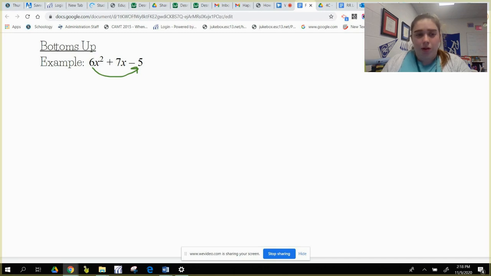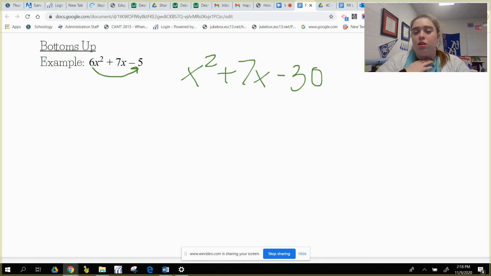So now when we rewrite this, we're just going to write x squared. That 6 is gone. And then plus 7x. And that negative 30 that we got from multiplying 6 times negative 5 is now going to be our last term in the trinomial, so minus 30. Basically, we've simplified this trinomial down to a trinomial with a leading coefficient of 1. So we can factor this with the method that we learned a second ago.